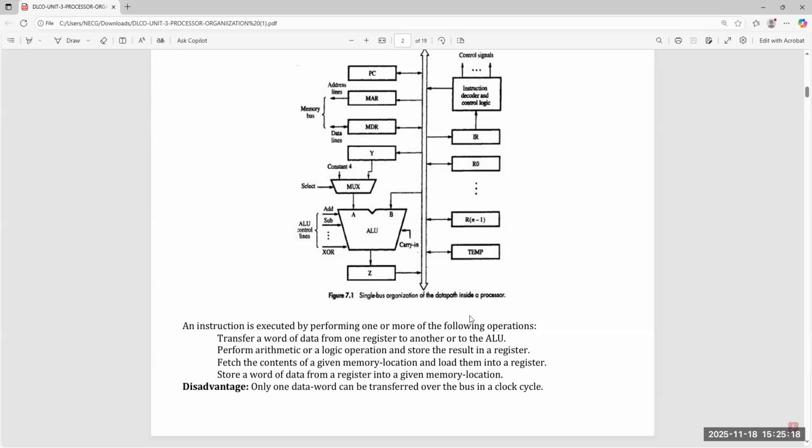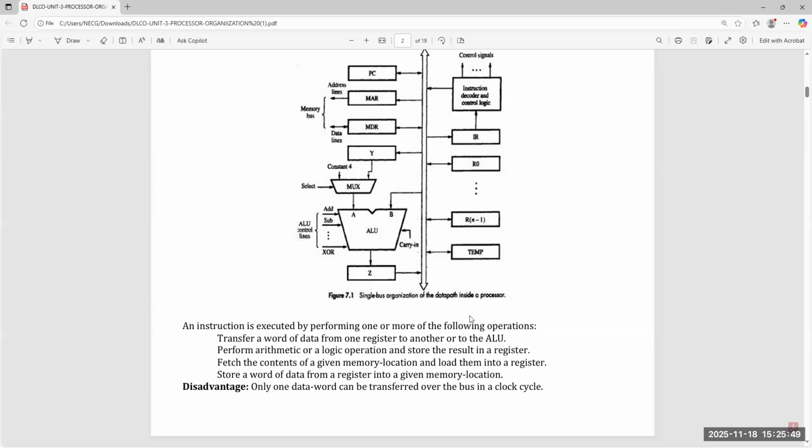Once the data is transferred to the ALU, the ALU can perform arithmetic or logic operations, and finally, it stores the result in a register. Once the result is stored in a register, go to the third line.